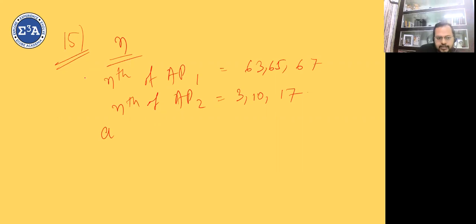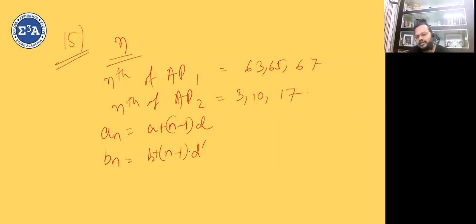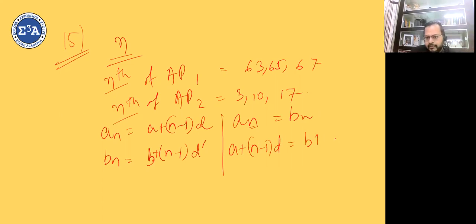Let's say the first AP is an, a plus n minus 1 into common difference. The second AP is bn, b plus n minus 1 into another common difference d dash. The question is that these two are the same: the an and bn terms of these two APs are the same. So what is he saying? It is saying that an is equal to bn. Now you have to find what this n is. A plus n minus 1 into d is equal to b plus n minus 1 into d dash.